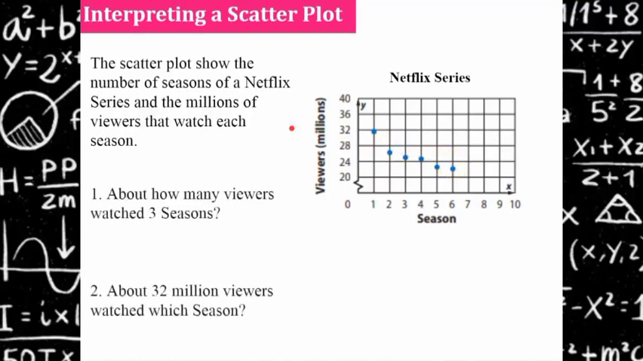I'd like you to think about these 2 questions. Go ahead and hit pause, look at the graph, and answer the questions. Come back and hit play when you're ready to check your work.